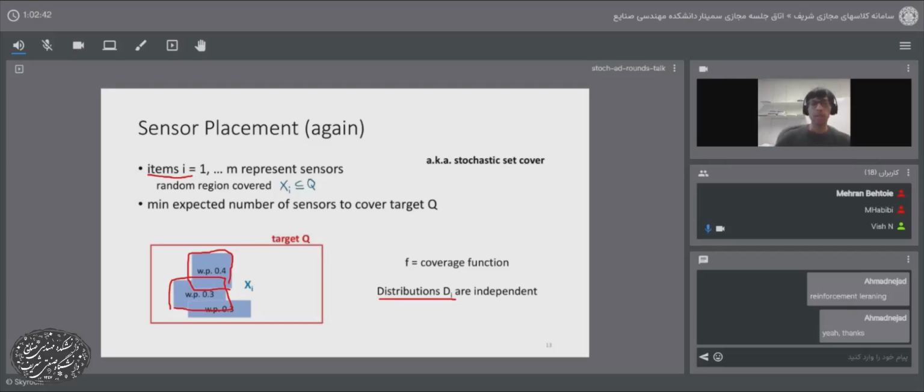And our goal is to minimize the expected number of items, or the expected number of sensors, that we place before we can cover this target completely. And covering the target is the same thing as covering this submodular function. Are there any questions on the model or how it applies to sensor placement? Okay, great. So this is an example where we have independent items.